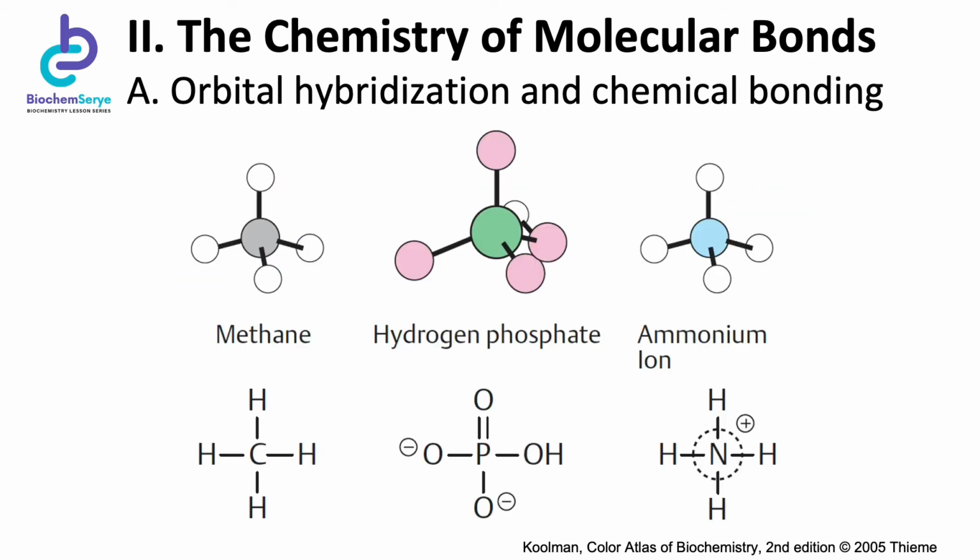Single bonds between nonmetal atoms arise in the same way as the 4 sigma or single bonds in methane, or CH4. For example, the hydrogen phosphate ion, HPO4 2-, and the ammonium ion, NH4+, are also tetrahedral in structure, as shown here.